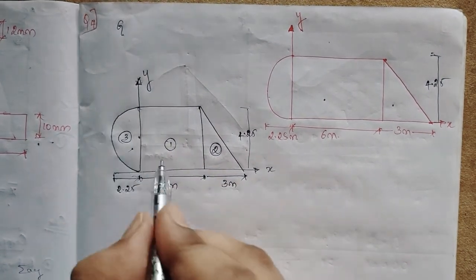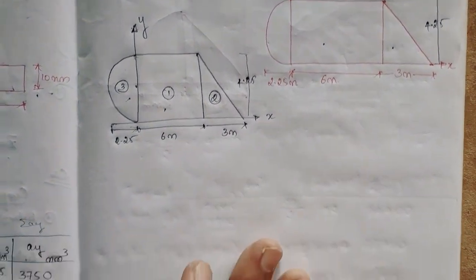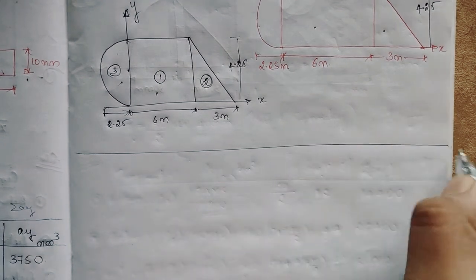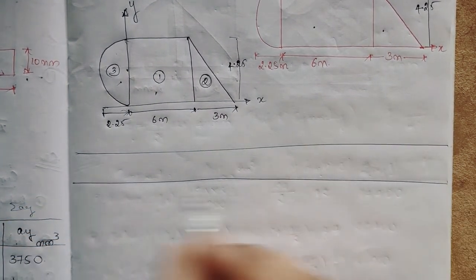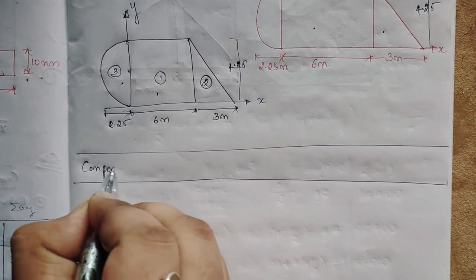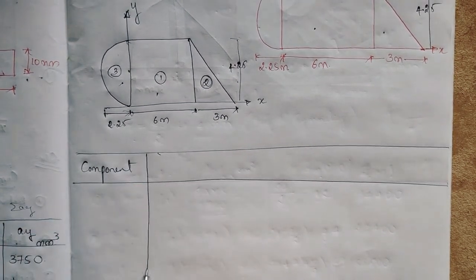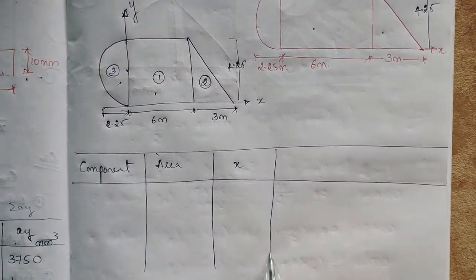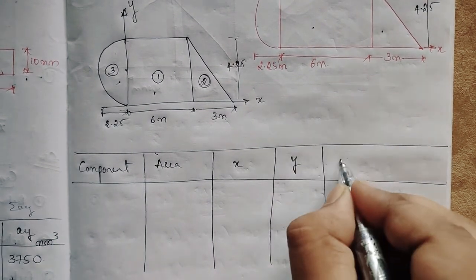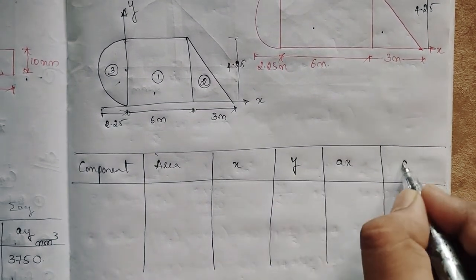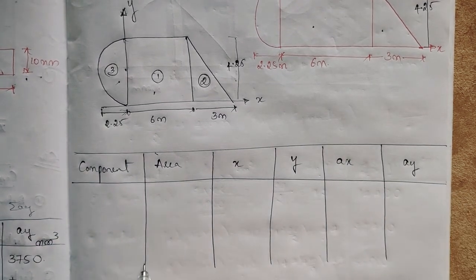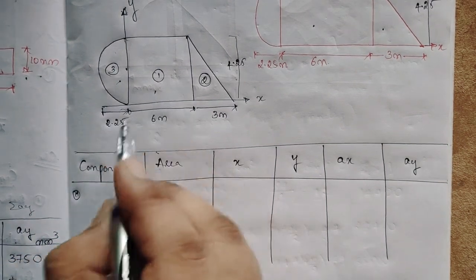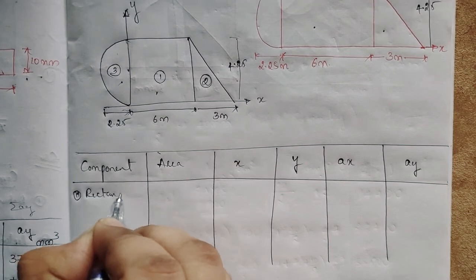So this is semicircle, square, and triangle. Now what I do, as usual, I'll form the tabular column. The first column will be for component, next area, next x distance, y distance, Ax and Ay. Okay, now the first component is what, it may be a rectangle or square. Okay, you take anything, it is mainly a rectangle.